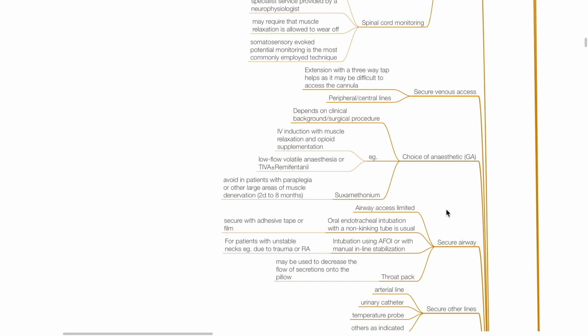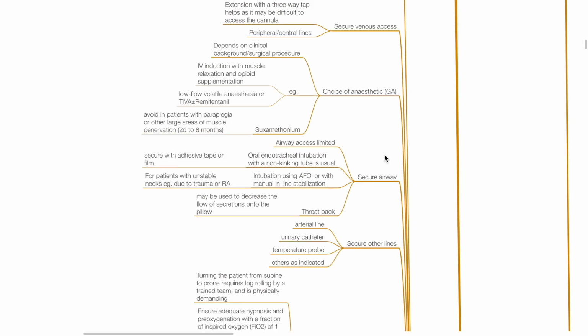Choice of anesthetic depends on clinical background and surgical procedure. Examples include IV induction with muscle relaxation and opioid supplementation, or low-flow volatile anesthesia or TIVA with or without remifentanil. Suxamethonium: avoid this drug in patients with paraplegia or large areas of muscle denervation from 2 days to 8 months of onset. Secure airway. Airway access is limited.